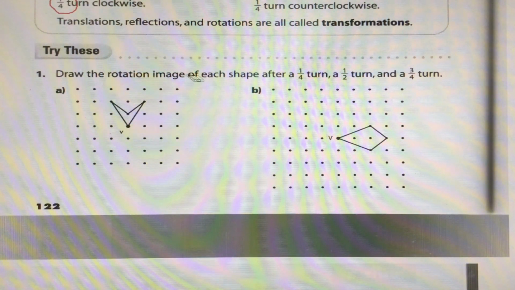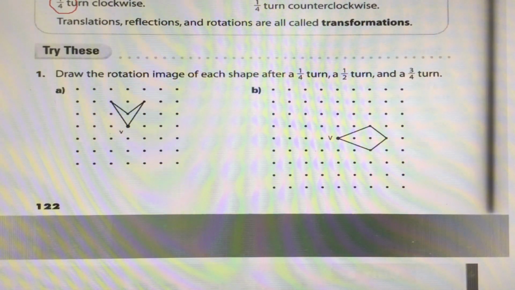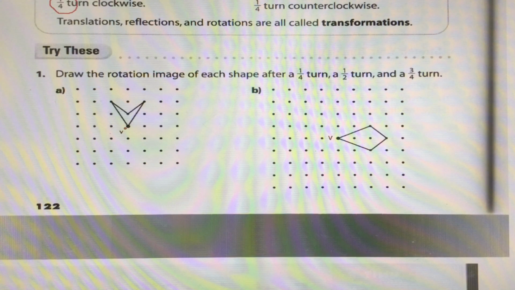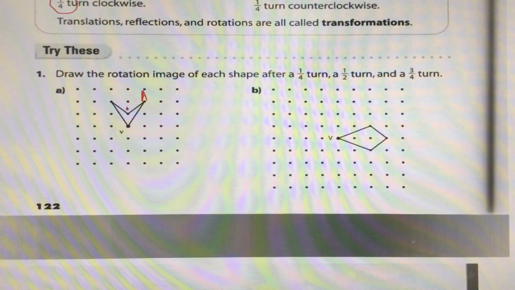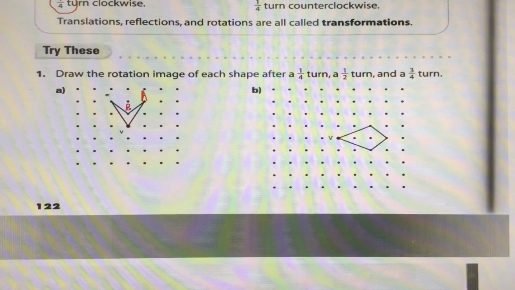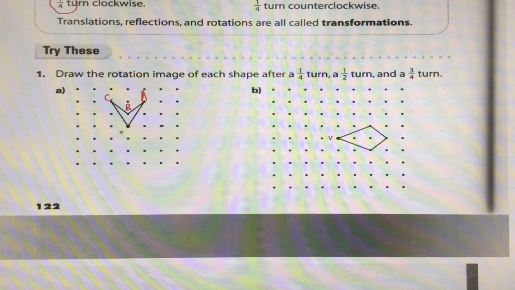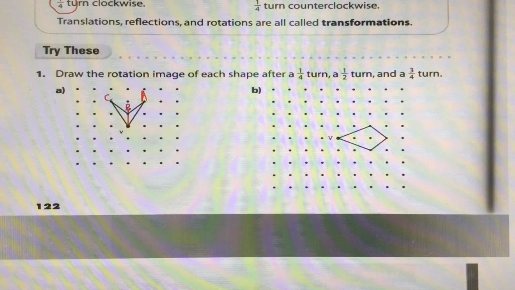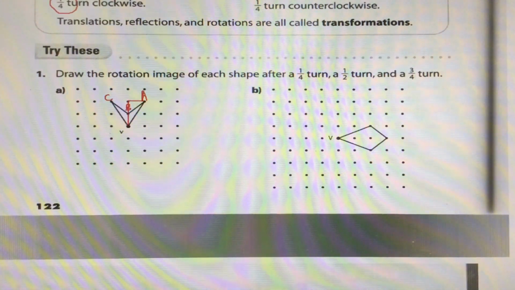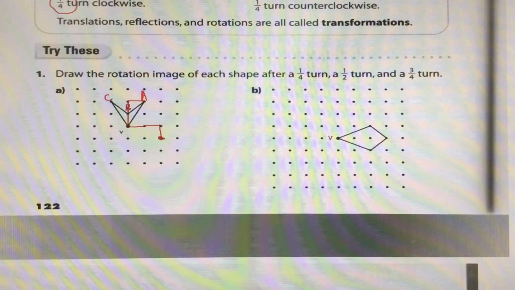So in this case, it says draw the rotation image of each shape after a 1/4 turn, a 1/2 turn, and a 3/4 turn. If we draw this, our point V is the vertex, our point of rotation. Let's call this point A, this is going to be point B, and this is going to be point C, and we're going to give it a rotation 1/4 turn clockwise. First off, to go to A, we're going to go straight up 1, 2, and over to the right 1. So if we rotate this, we go 1, 2, over to the right 1. That becomes point A prime.